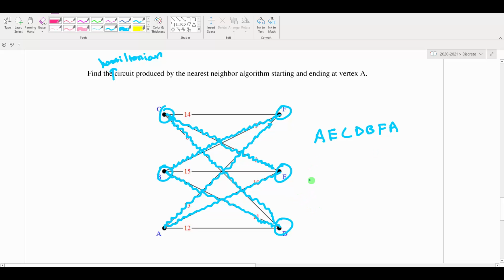All right. The other thing you want to do is make sure that you add up the total cost of your circuit. So with this one, you would just add up the edges that you use. So that should be 10 plus 3 plus 8 plus 11 plus 9 plus 13. So you should get a total weight of 54.